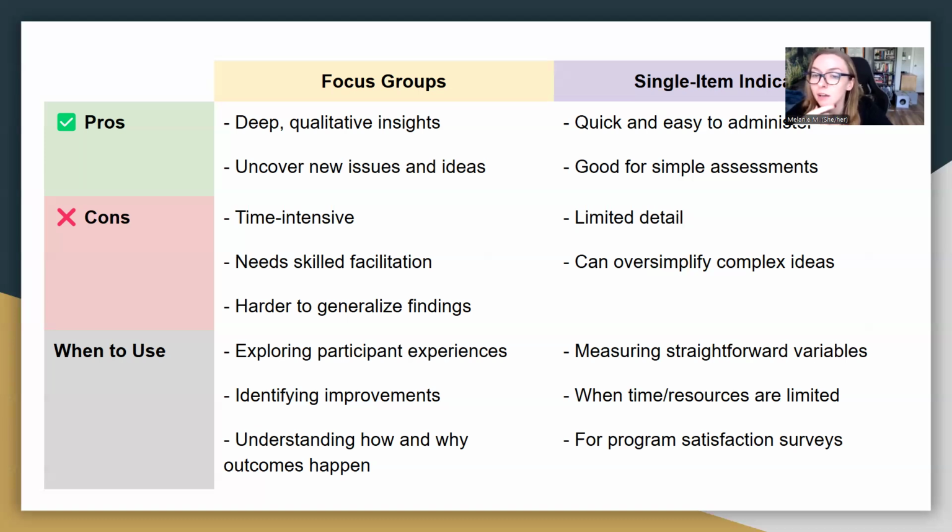You usually have to beg them or incentivize them or pay them. But if I went to Olive Garden and they wanted me to fill out 20 questions, I'm not going to do that. But if you ask me to fill out one question, I'm more likely to do it. So those single item indicators are helpful because it gets people to use them more and it's simpler. But the con of it is you get a whole lot less information, and it can oversimplify really complex ideas.